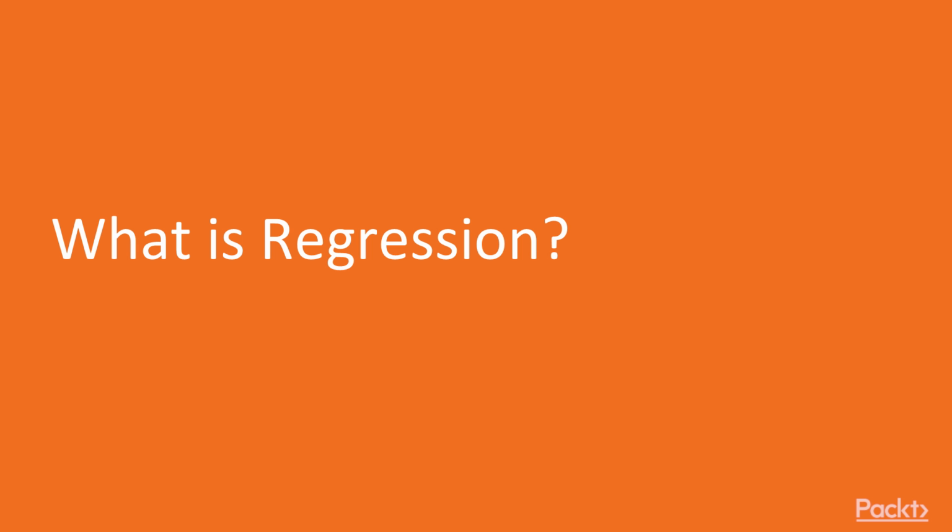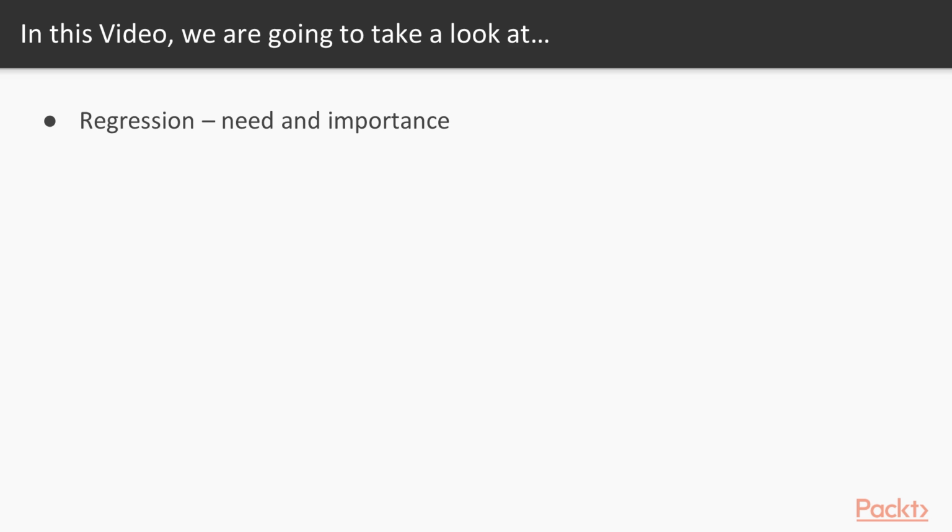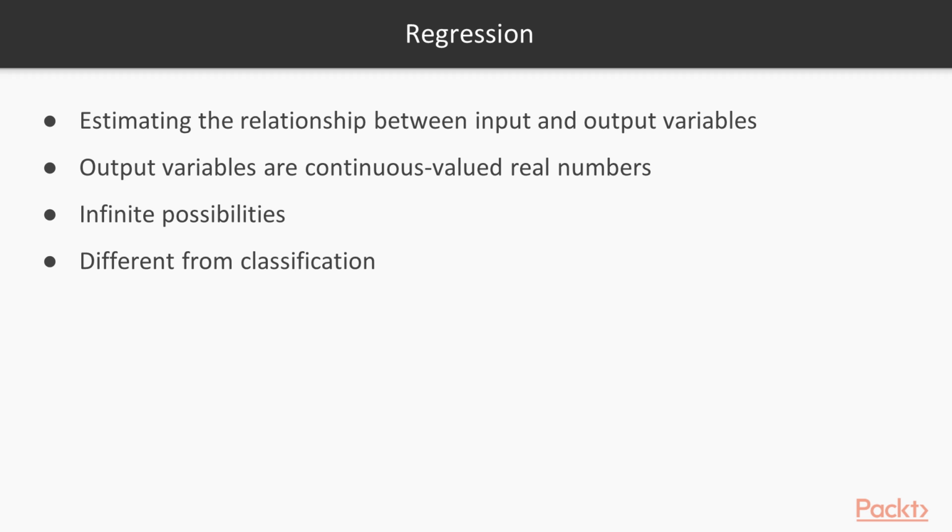What is regression? Previously, we classified income data using support vector machines. In this video, we are going to take a look at regression, its need and importance. Regression is the process of estimating the relationship between input and output variables.